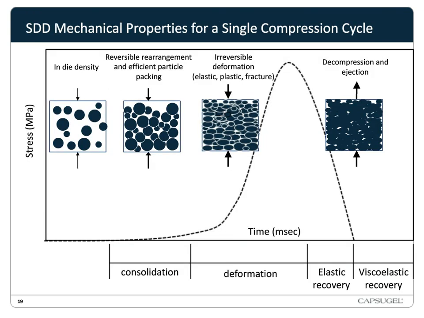So this slide shows a single uniaxial compression cycle on a typical tablet press. Generally the powder enters the die in a consolidated state between bulk and tap density. As an initial stress is applied, there is a reduction in volume due to reversible particle rearrangement. As the stress increases, the volume further decreases due to irreversible deformation of the material.